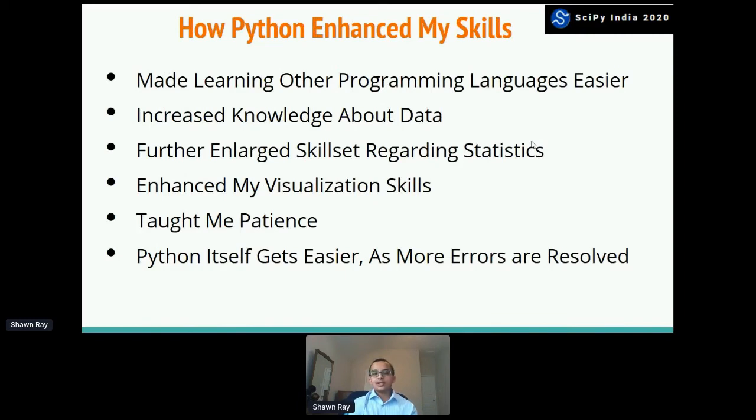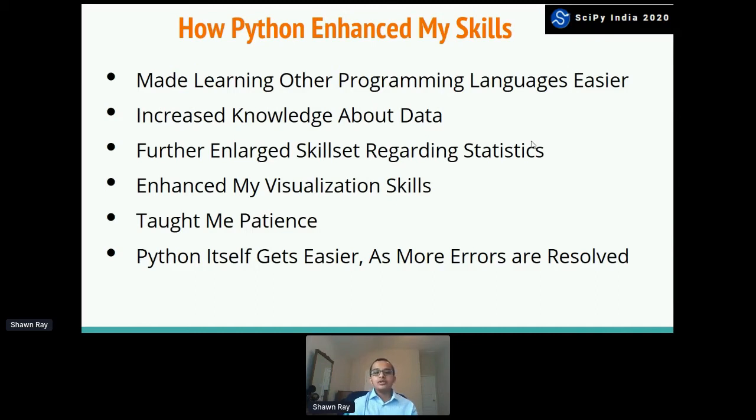It's also increased my knowledge about data. As we all know, Python is a language that is very strong in data and has a lot to do with it. And with messing around with all these different data sets and performing operations on so much data, it's naturally increased how much I know about data.